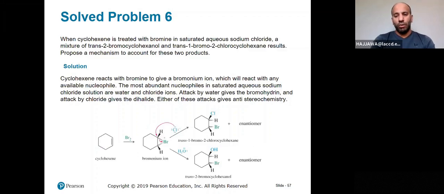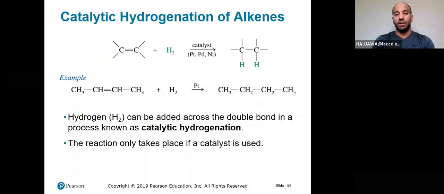Here's some more. So you could see that when you have the Br2 added to that cyclohexene, giving you the bromonium ion, whether you react with Cl- or H2O, you end up basically making the anti-addition product. That's important to keep in mind, plus the enantiomer. So that's the second required reaction when it comes to its mechanism.